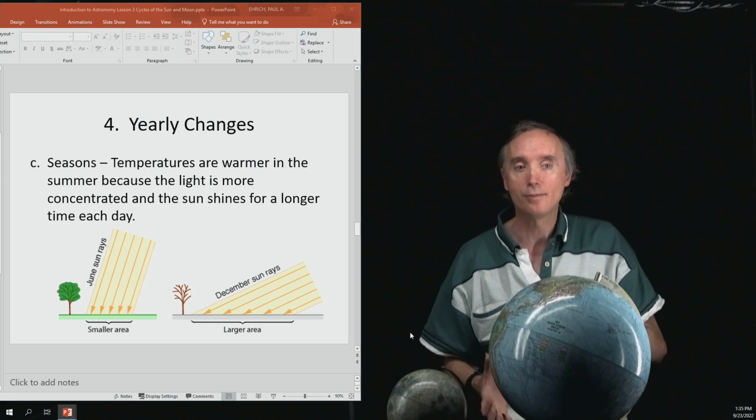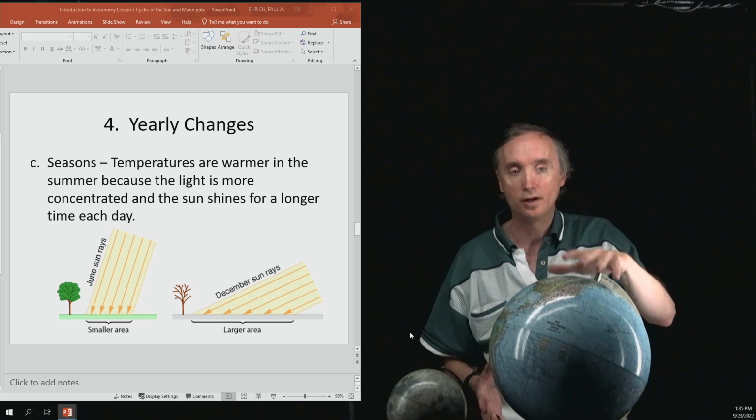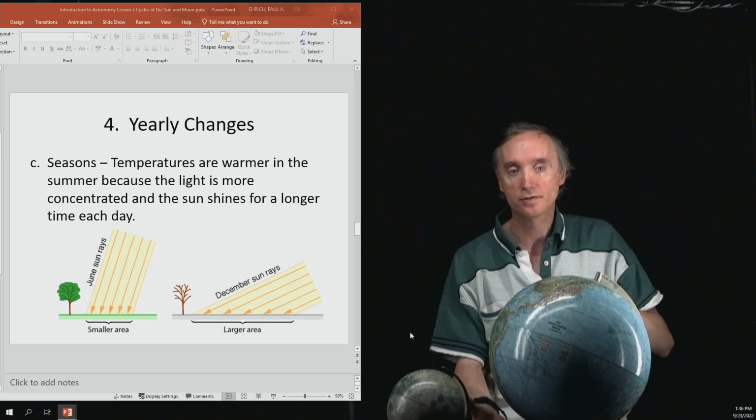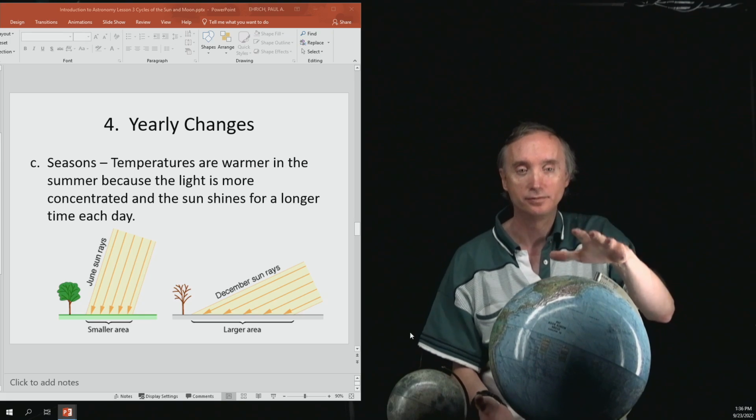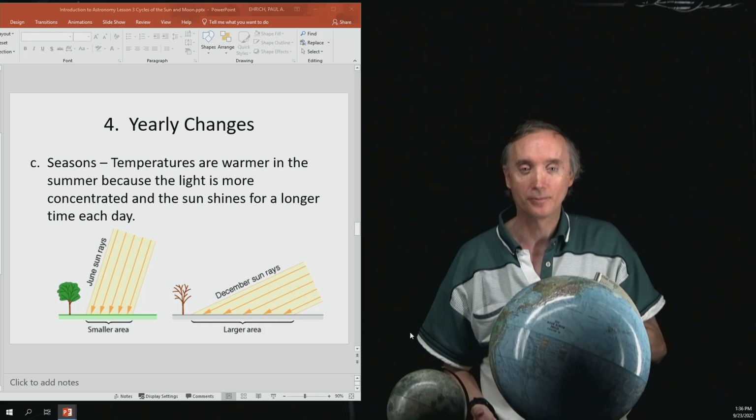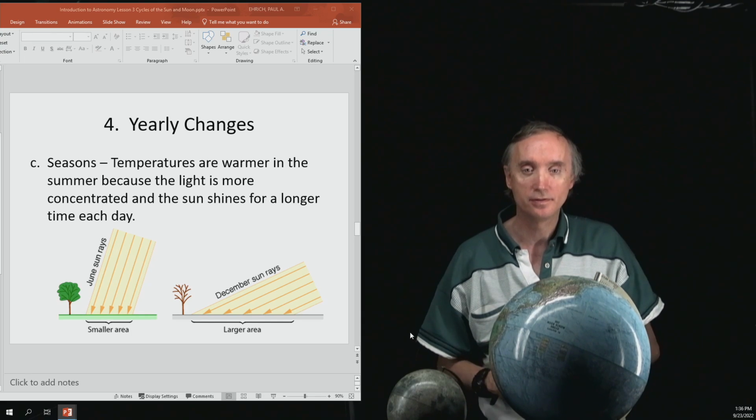So it's always going to be opposite. If it's winter up here, it's summer down here. If it's summer up here, it's winter down here. So they have opposite seasons.